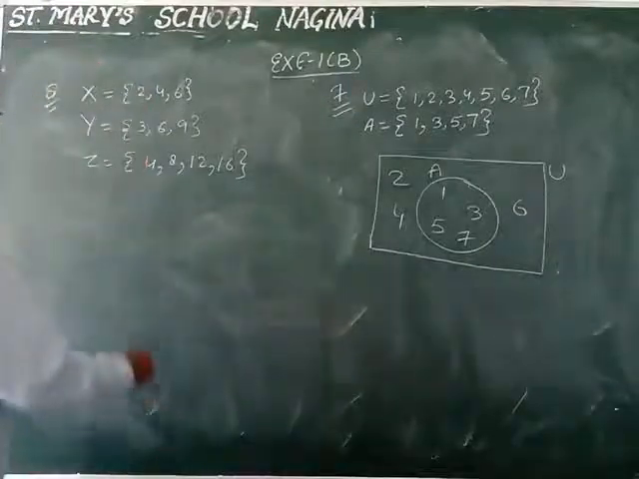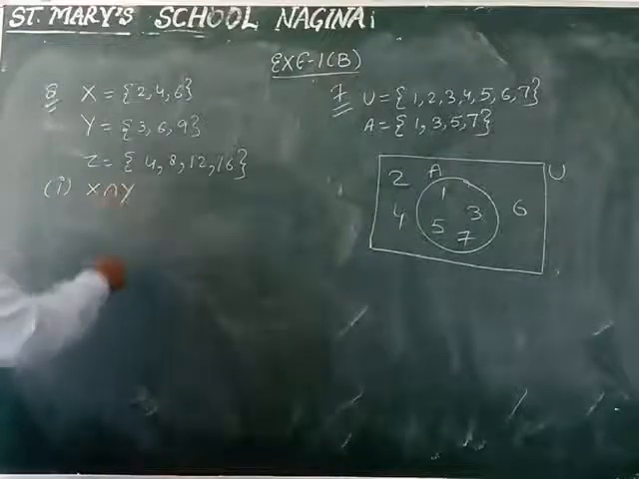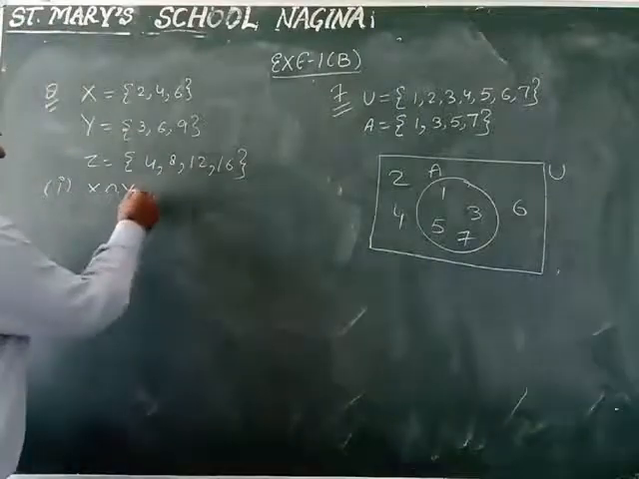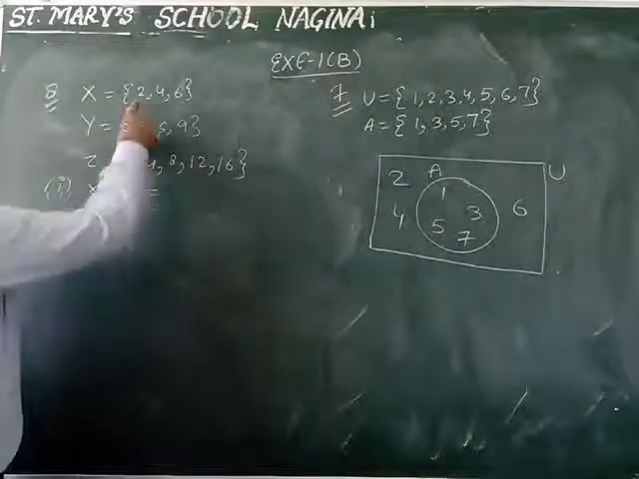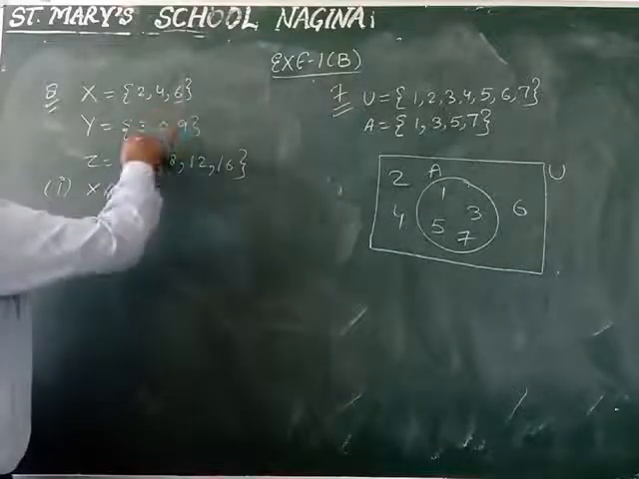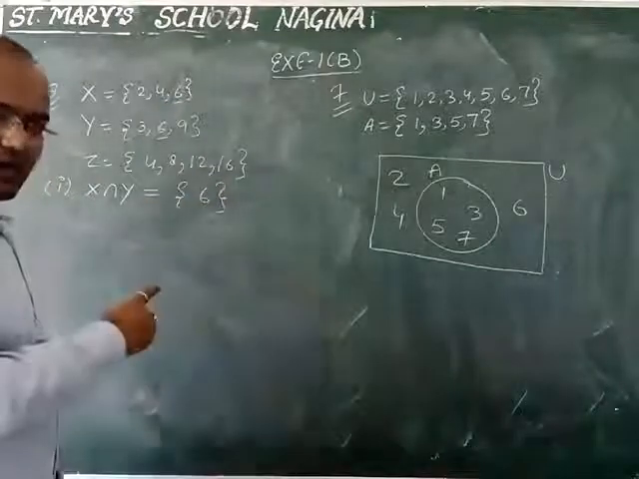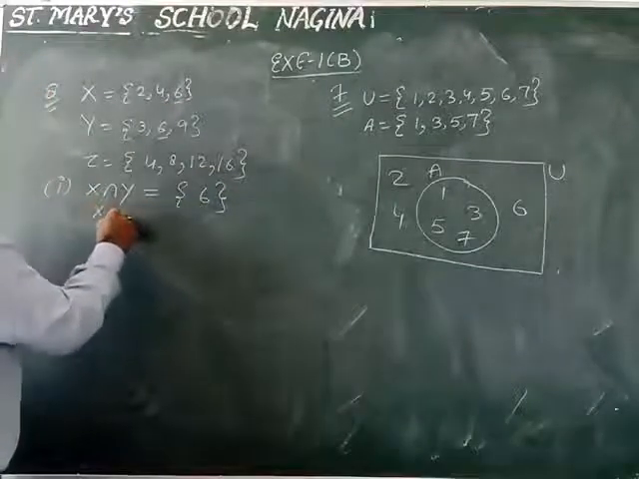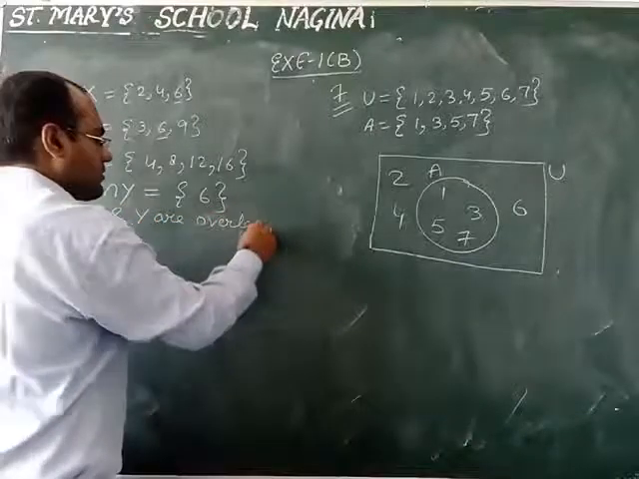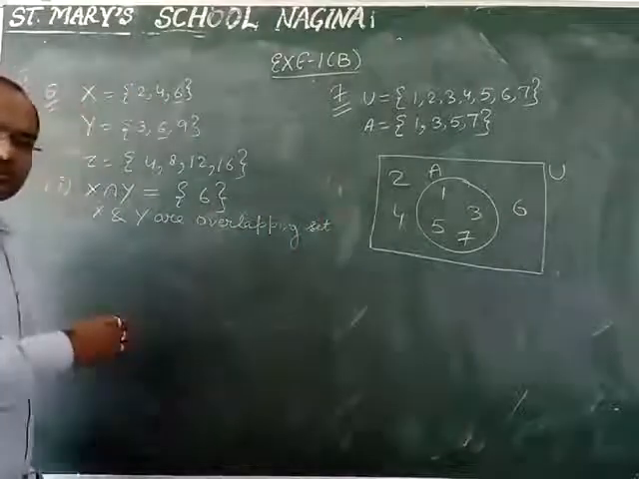First part is X and Y. In order to identify overlapping or disjoint, you have to find the common elements. Common means intersection. So which elements are common in both X and Y? 6 is common in both. If you observe, 6 is coming in both. So X intersection Y is 6. Common is coming. That's why X and Y are overlapping sets, because intersection is coming.